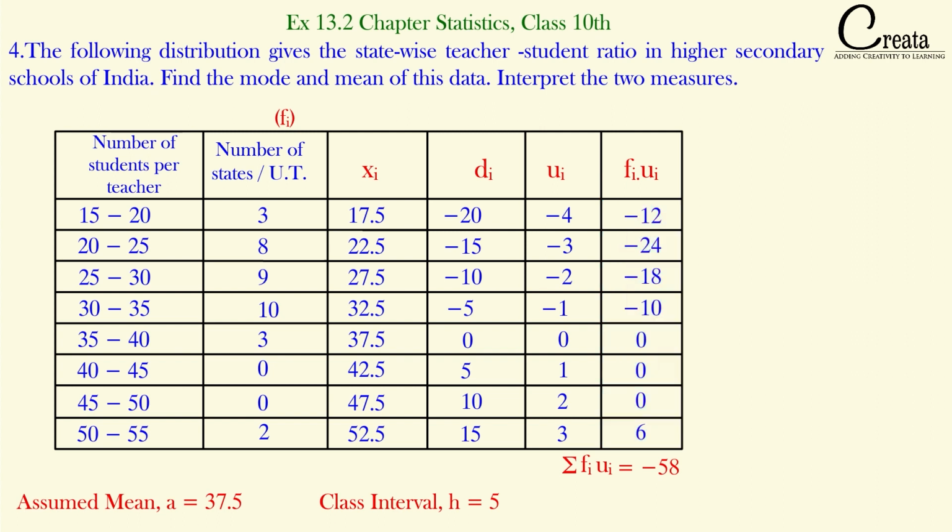Similarly, we will also add all the values of the frequency. Let's do so. We got sigma fi is equal to 35. Note that here all these values are the number of states and union territories. Adding all the states and union territories, we got the value as 35.